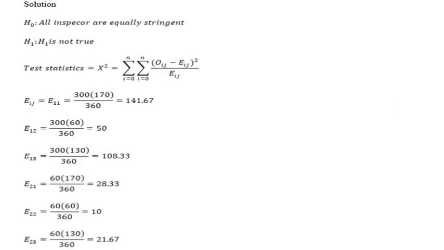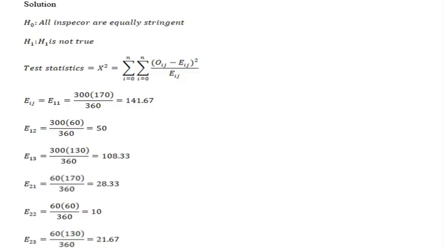So here we set our null hypothesis and our alternative hypothesis. Our null hypothesis is that all inspectors are equally stringent, while our alternative hypothesis is that all inspectors are not equally stringent. So here, this is the formula, our test statistic that we are using for the chi-square test of independence or contingency table.